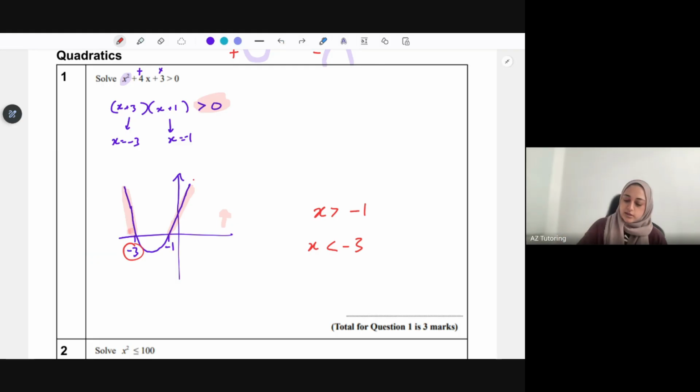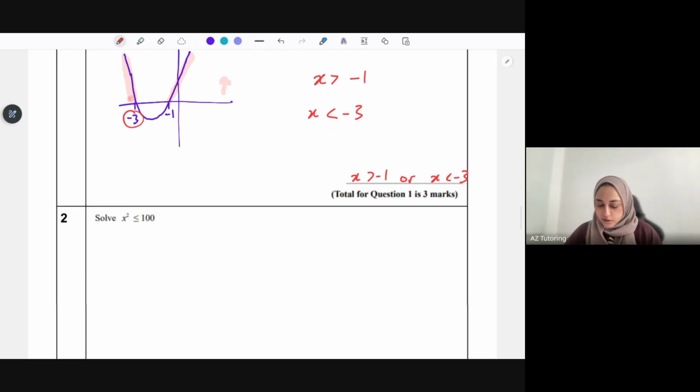So our answer is x is more than -1, or x could be less than -3. So it's not both answers, it's either one or the other, because it's going up that way. Okay, so that's that one.